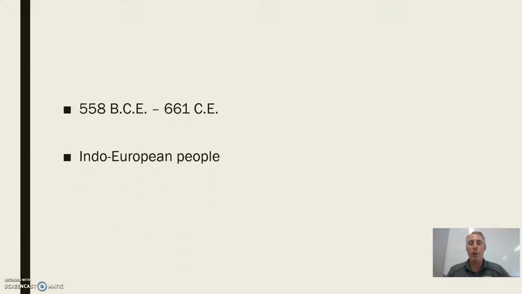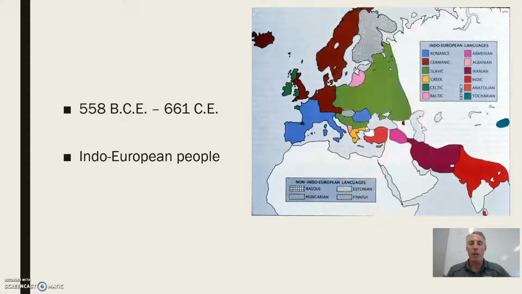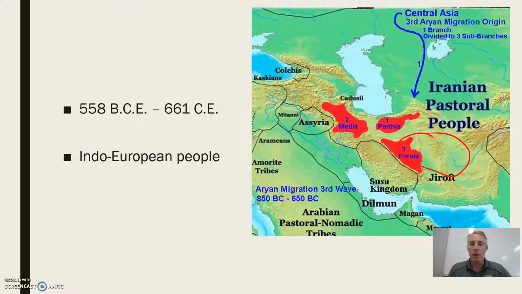They were an Indo-European people. Remember, Indo-European is a language family. Okay, so we're looking at this area in here, Iranian, Farsi is a language. And so there is some relation between the Iranian language and Indian languages, as well as Western European languages and so forth. So that's an important thing to remember.